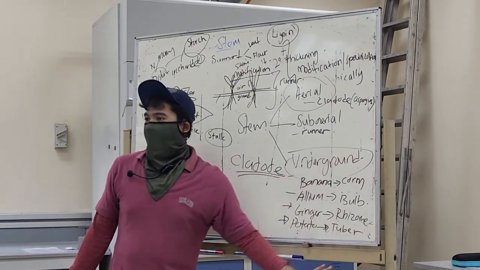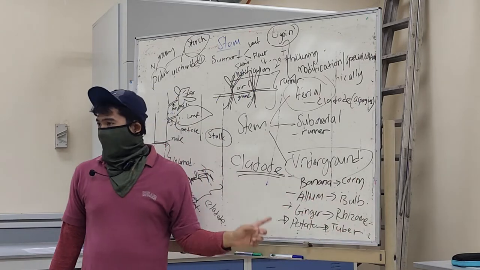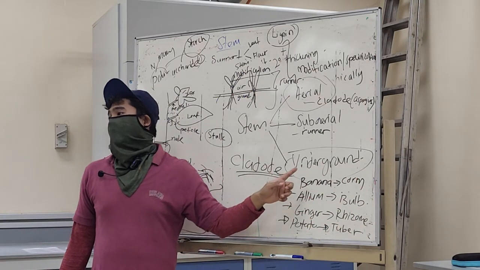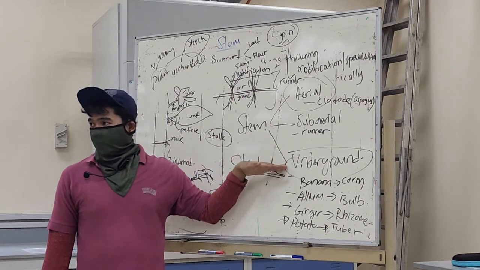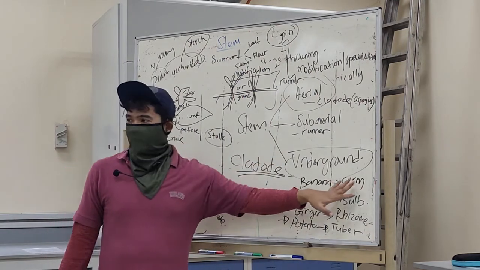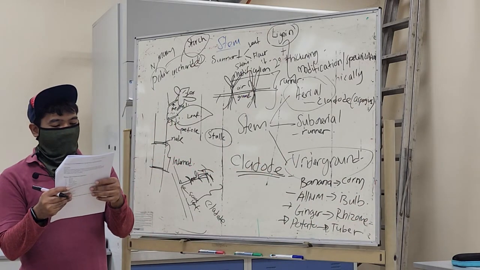These are all stem. Get into your head now. All of these are stem. However, there are stems that get modified and the location in nature is underground. That's why the names are different now. All right?